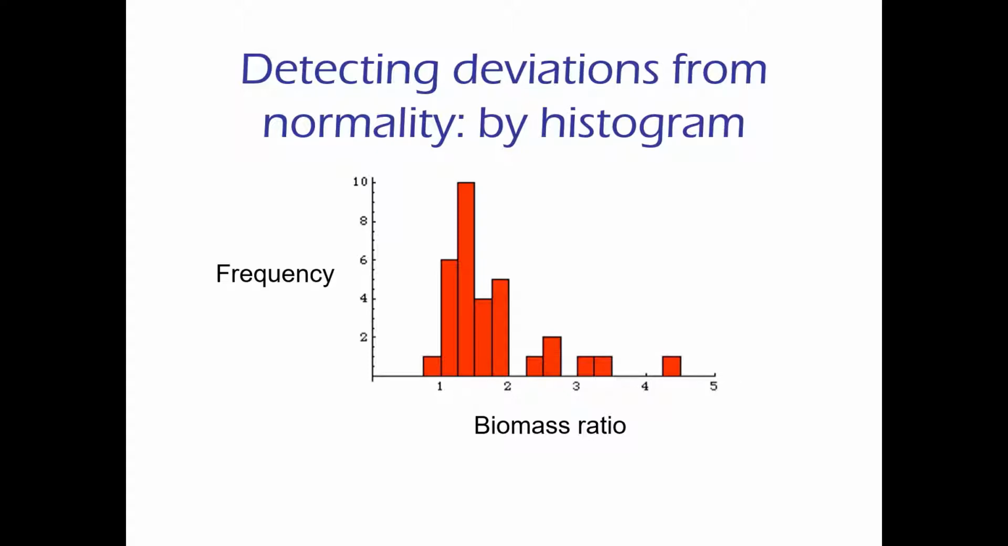First, let's look at an example of biomass ratio distribution shown in this histogram. We can see in this case, the distribution is not symmetric and is highly right-skewed. So this is not a normal distribution.